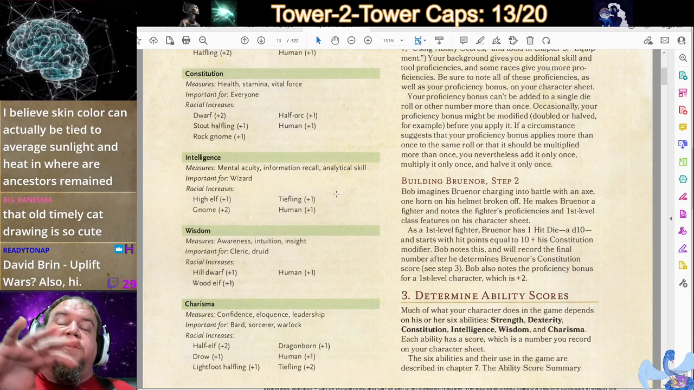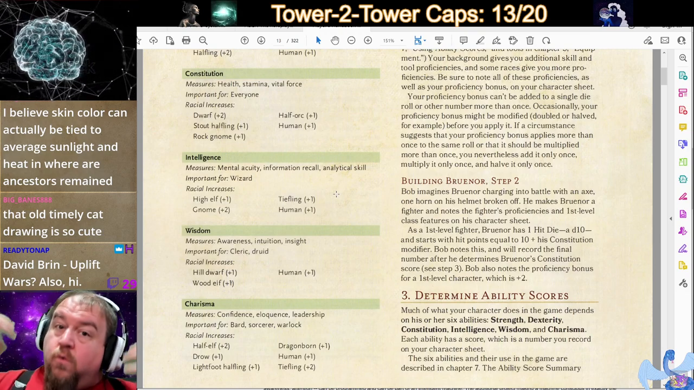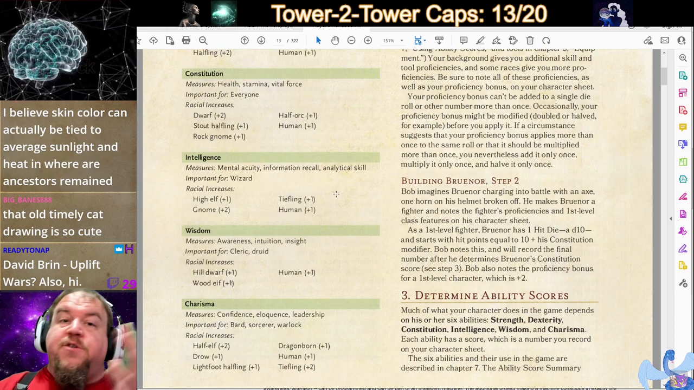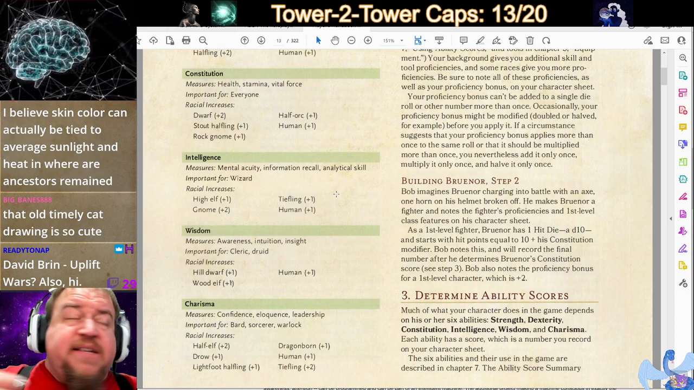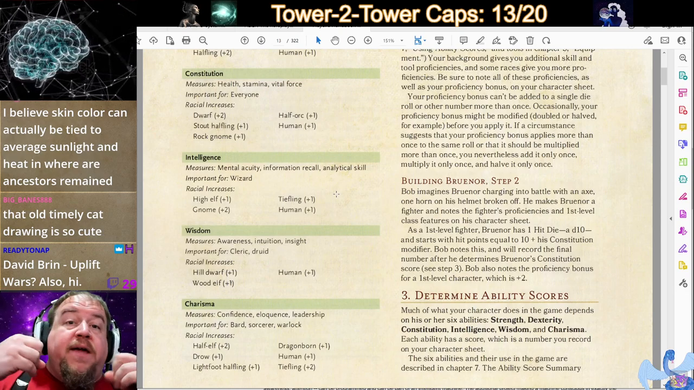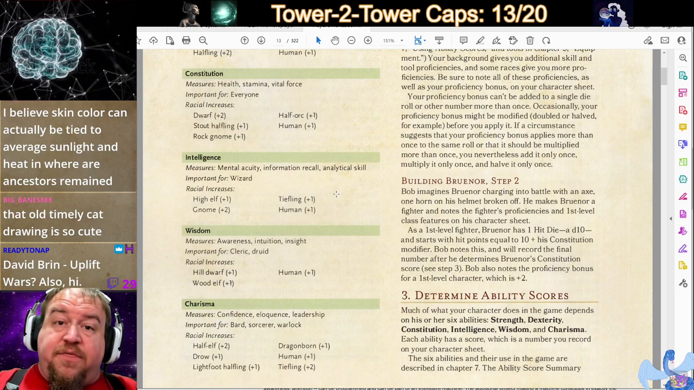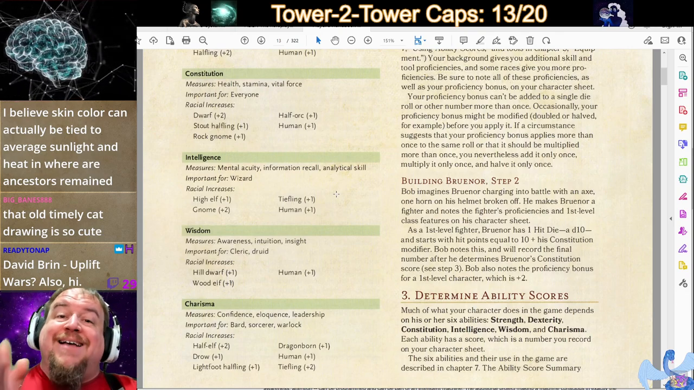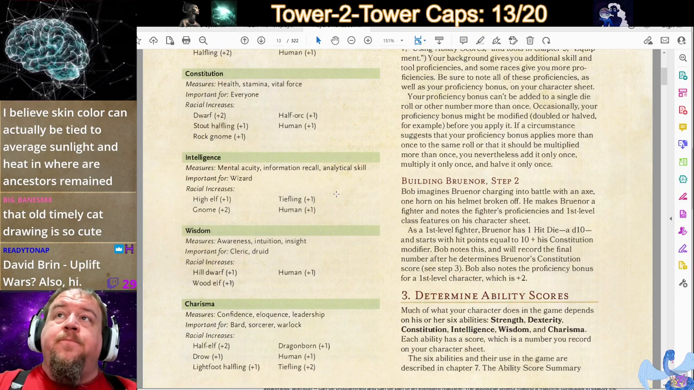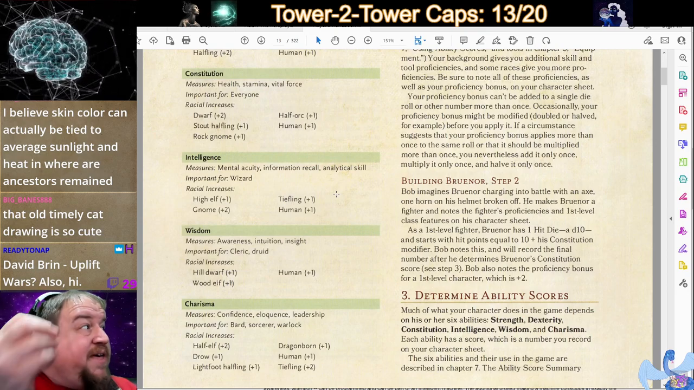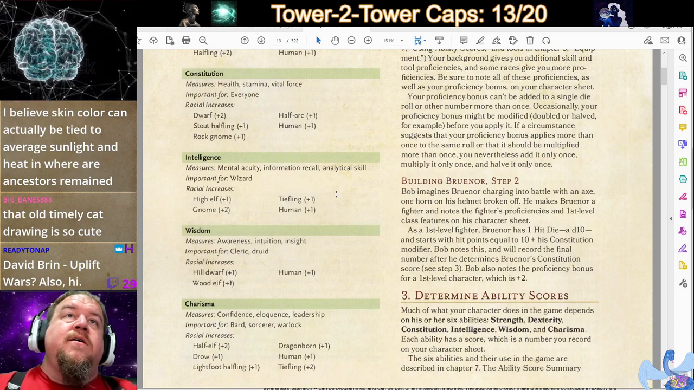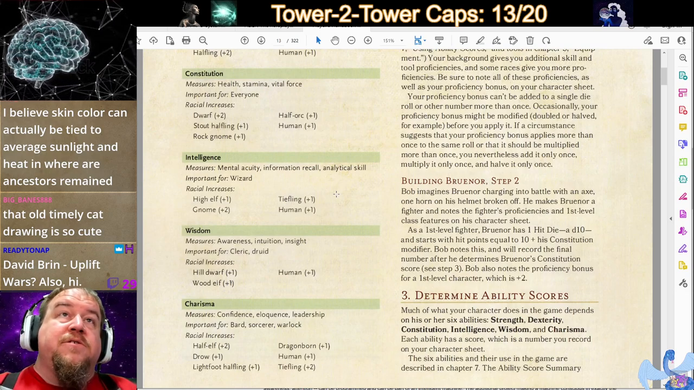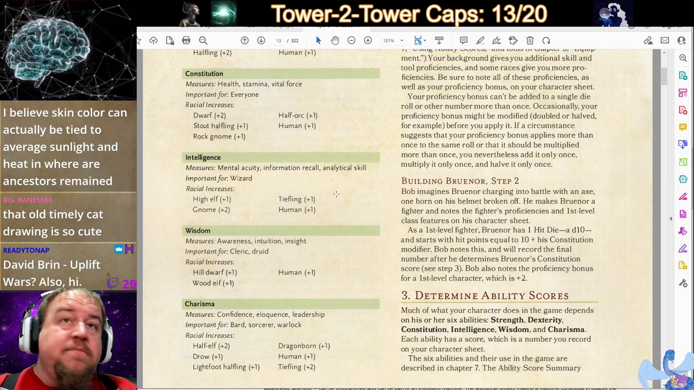How does this rule system... Because again, in our workshop, we are building a fantasy world in which we want to run a game. It could be D&D, it could be Pathfinder, it could be Alien RPG, it could be a lot of different things. We're going to use Dungeons & Dragons 5th Edition as an example. So, how do they measure intelligence? Measures mental acuity, information recall, analytical skill. Okay?